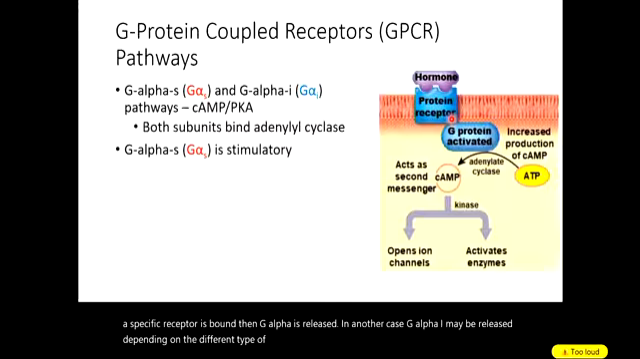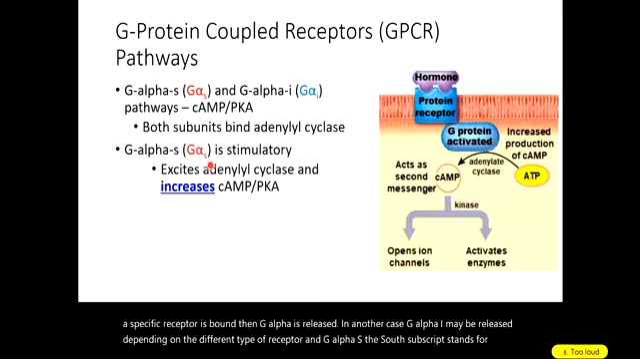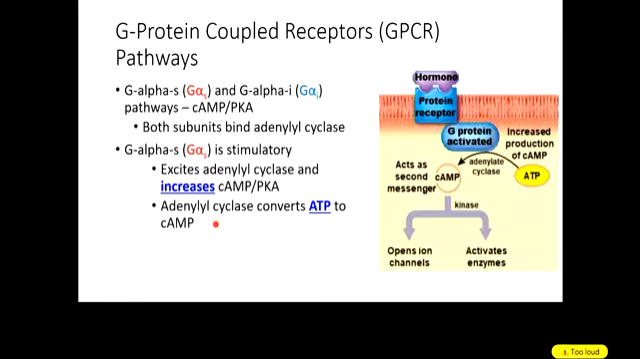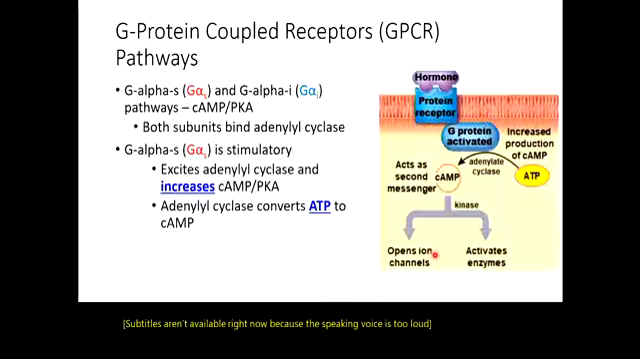And G-alpha S, the S subscript stands for stimulatory. What it does is it will help the adenyl cyclase convert ATP into cyclic AMP. And so as a result, we see all of these downstream processes, like other enzymes being activated, or maybe ion channels being opened, which is of relevance, especially in the working of the nervous system. We see all of this happens because of the G-alpha S subunit having a downstream effect.